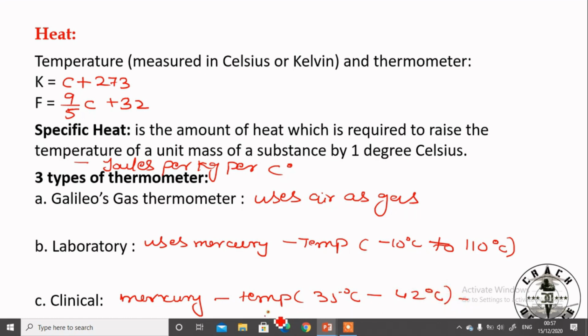And a small concept that we need to know here is the body temperature. A normal human body temperature would vary somewhere around 37 degrees centigrade, which is 98.6 Fahrenheit.